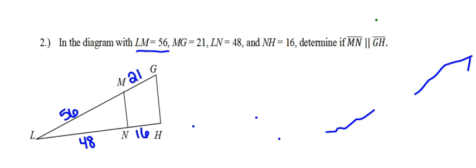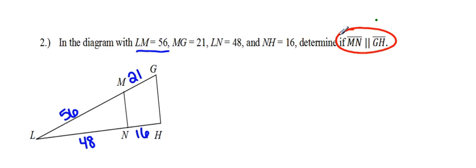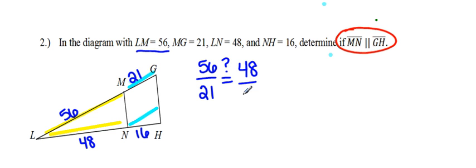It wants me now to make the determination as to whether or not that line segment ML is parallel to line segment GH. Well, I know that these guys can only be parallel if the relationship between these sides are exactly the same. Or in other words, if I go ahead and compare the length of LM with the length of MG, if that comparison is the same as LN and NH. So let's go ahead and make those comparisons and see what we find out. So if I compare 56 to 21, is that the same as if I compare 48 to 16?